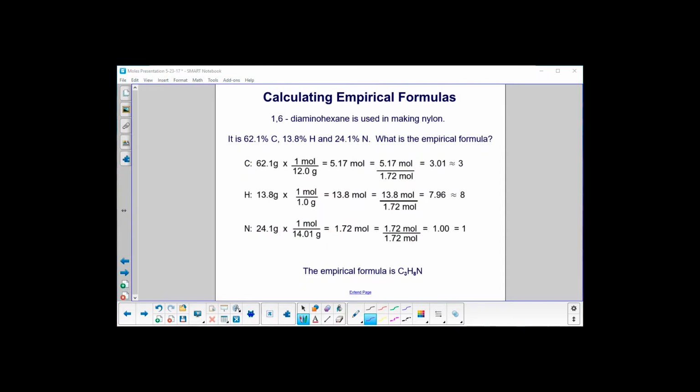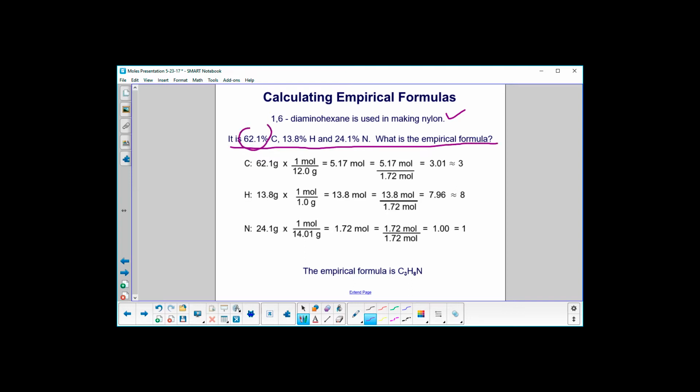It took us a few slides to do our first empirical formula, but let's show how you can actually do it on one sheet of paper, which is what we have here. Okay, we still have the same steps we did, we're just leaving out all the detail. So we have 1,6-diaminohexane, which is used in making nylon. Okay, that's interesting, we don't need it for this. Here are the mass percentages, and we want to find out the empirical formula.